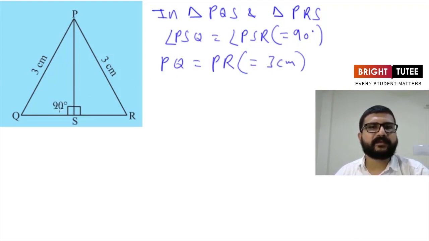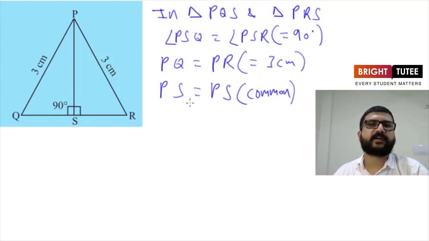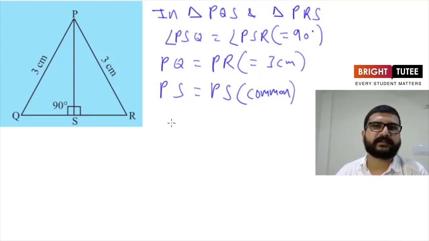And what else do we have? Do we have anything else which is equal for both the triangles? Yes, it is PS is equal to PS, as it is a common side. So we can write PS is equal to PS, and in the bracket we can write common. This common indicates that this side is common in both the triangles.